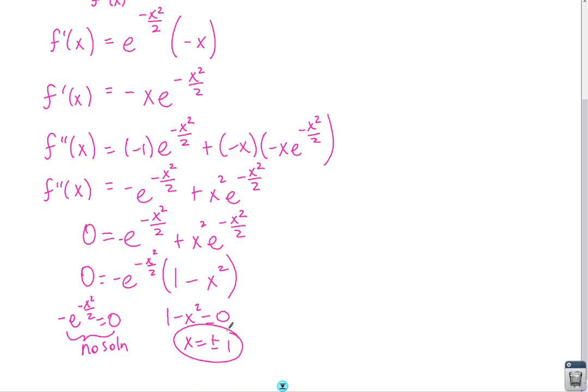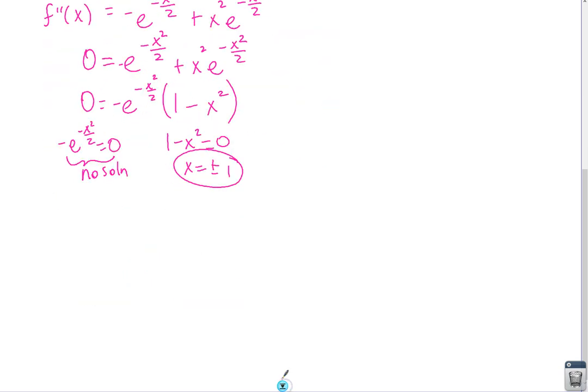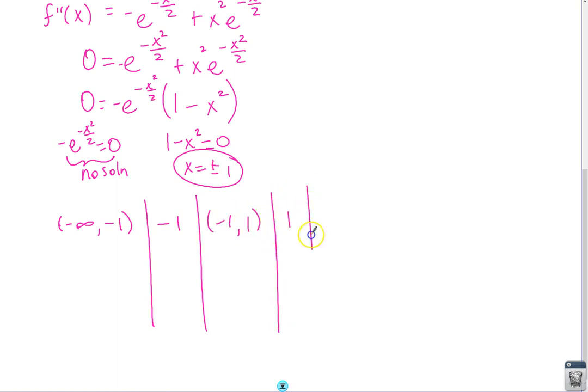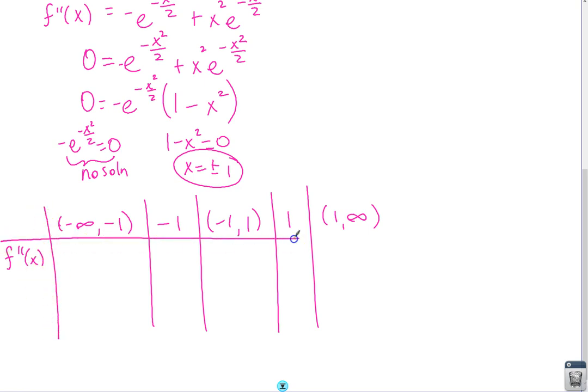Okay, so just like we made a chart with our first derivative, we're going to make another chart with our second derivative. Okay, this was not on a closed interval. No, this was over the entire line. So we're going to go from negative infinity to negative 1. Let's talk about negative 1. Negative 1 to 1. Talk about 1. And then 1 to infinity. Okay, and we're talking about what's happening on f double prime of x now. Ooh, the charts are getting slightly cleaner.